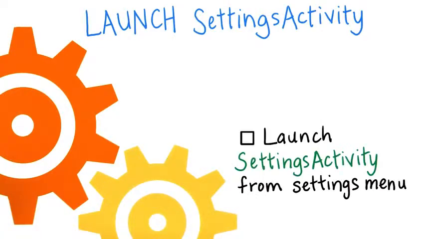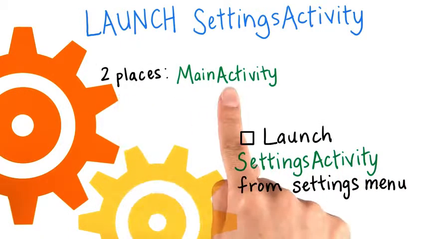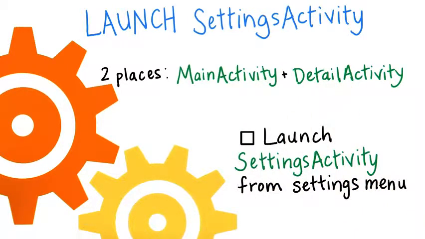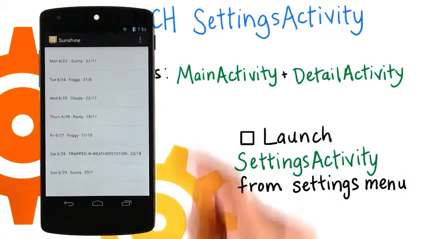Now it's time to launch the settings activity from the menu item. We need to launch it from two places, the main activity and the detail activity. Afterwards, compile and run the app to make sure that it works. This is what it should look like.